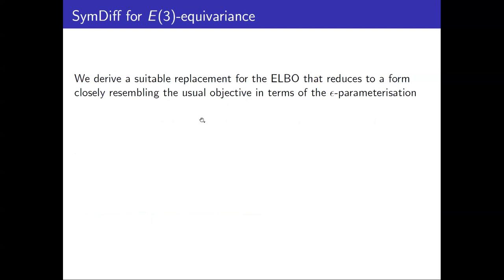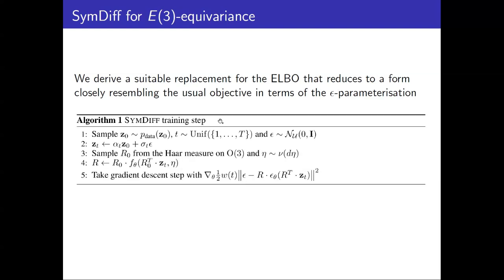In the paper, we derive basically a suitable replacement of the training objective people use for diffusions. And essentially, I don't know how familiar people are with diffusion models, but basically this is what the actual training procedure looks like. The only real difference compared with a regular diffusion model is these two lines of code that have been introduced.